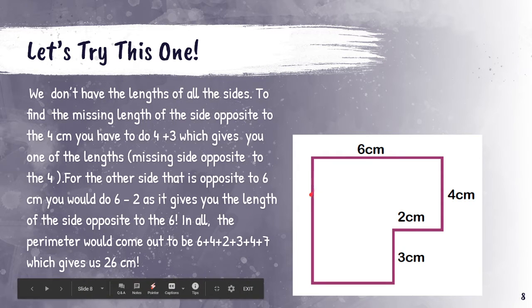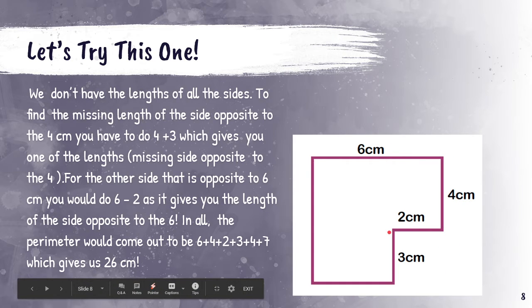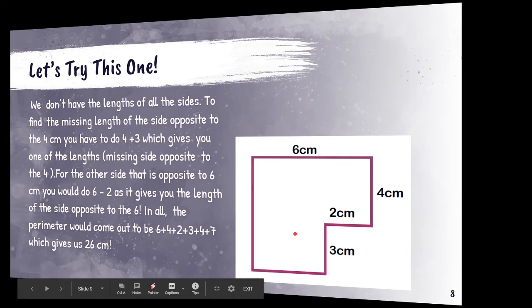Here, let me just get a pointer. So this side would be 7 because 4 plus 3 equals 7. Got it? Because this side plus this length right over here would equal this whole side. So in your mind, just put a 7 right over here. Okay, now let's go back.